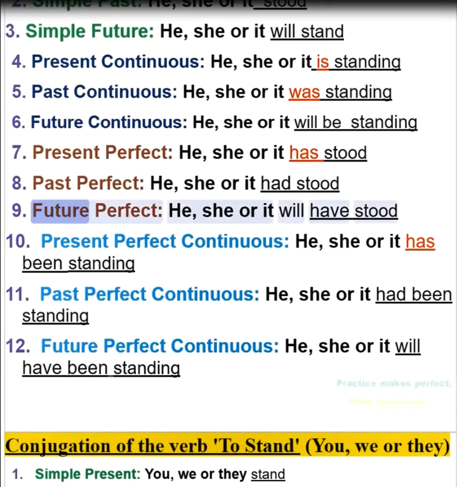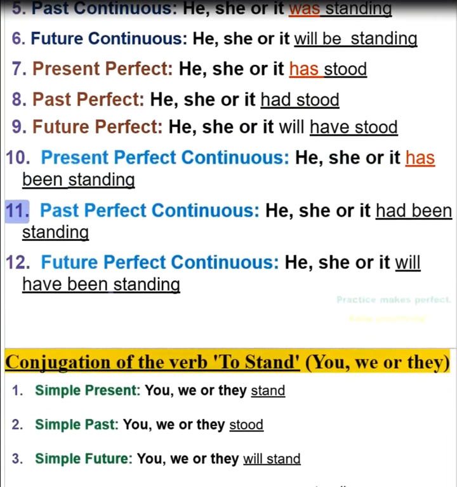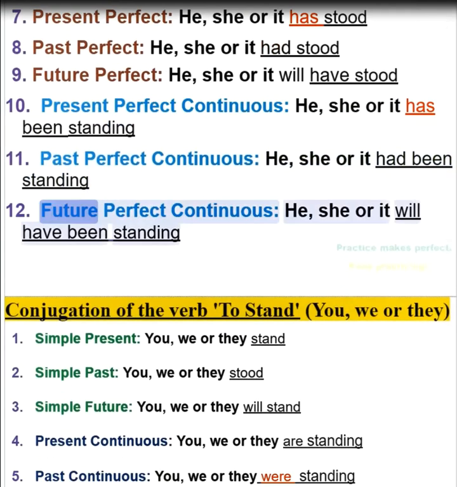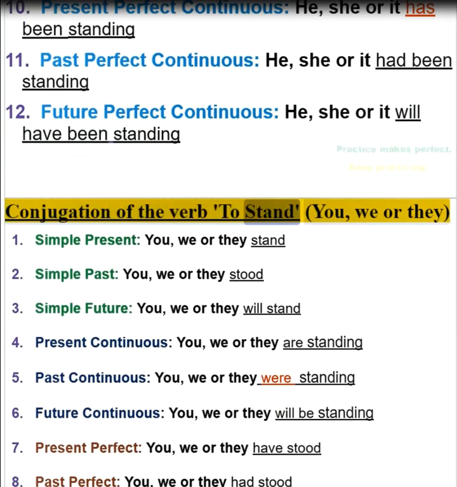9. Future perfect. He, she or it will have stood. 10. Present perfect continuous. He, she or it has been standing. 11. Past perfect continuous. He, she or it had been standing. 12. Future perfect continuous. He, she or it will have been standing. Conjugation of the verb to stand.